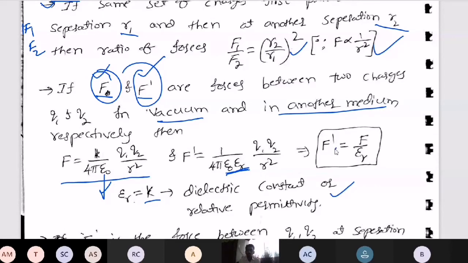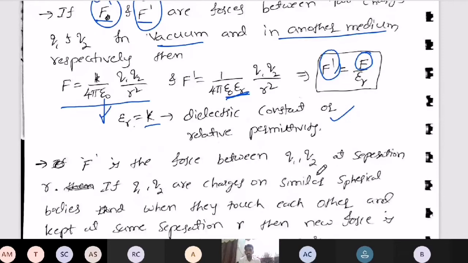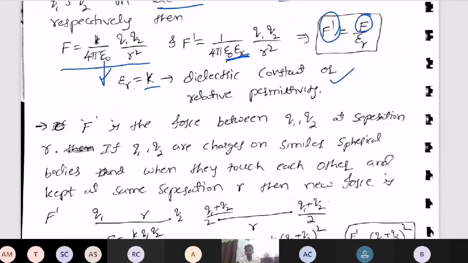So the force in the medium is lesser than the force in vacuum or air medium. So F dash will become F by epsilon r. That is the relation between force in a medium and force in vacuum.